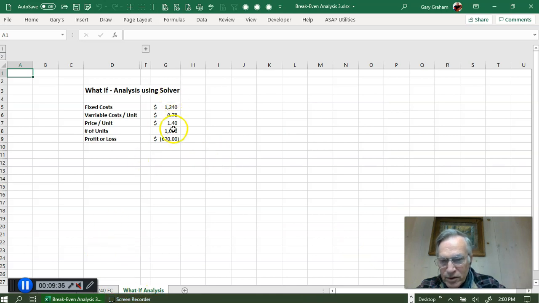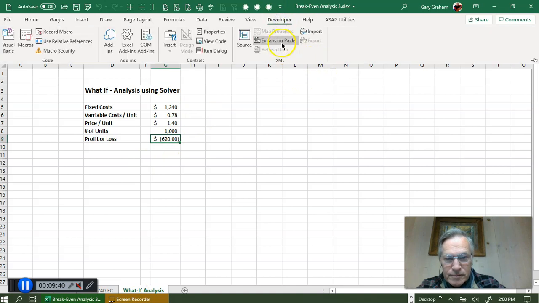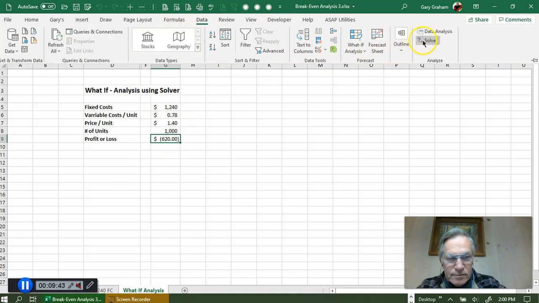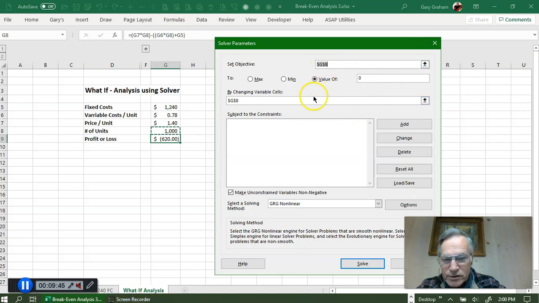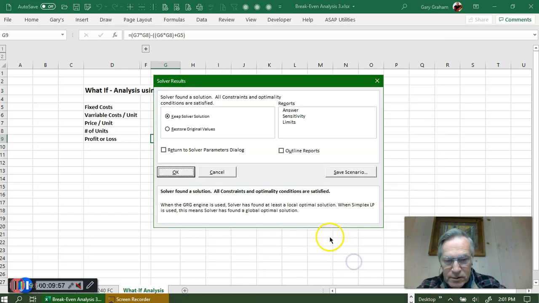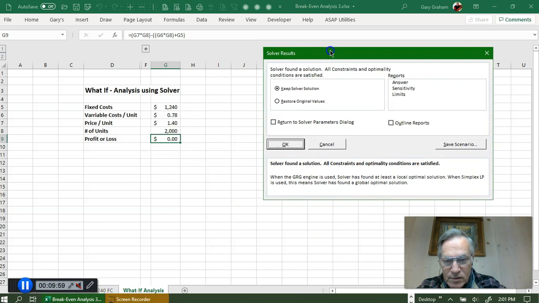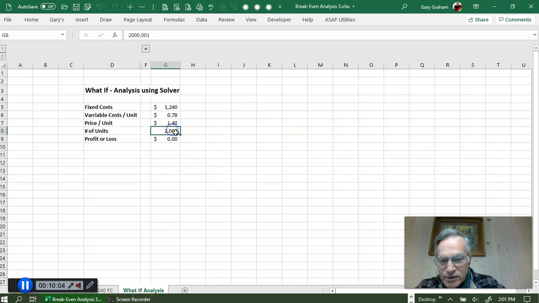And I have a problem here. Hold on. Don't know why this thing is jumping around. All right, so I want to set this one to 0 by changing this field. And then you can see that it has done that. What it does is that it comes in and it keeps changing this number of units sold until it gets a value of 0 here.